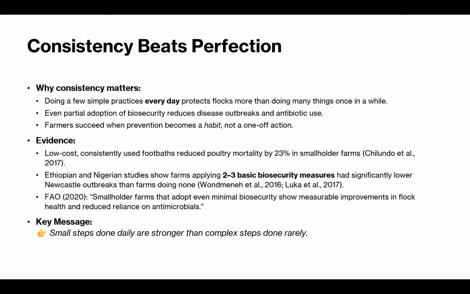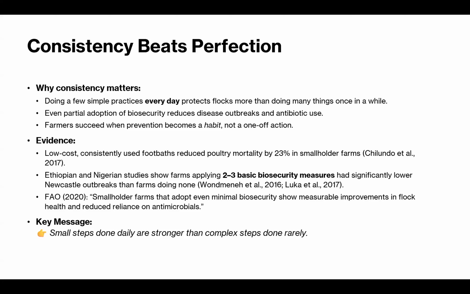So even partial adoption of biosecurity reduces disease outbreak and antibiotic use. Sometimes we have the notion that you have to adopt every practice to actually reduce disease outbreak and antibiotic use. And we've just discussed one example: if you have a footbath or you're separating the sick and the healthy, it has an impact, because if you separate the sick, they may not reinfect the non-sick ones, and then you have success in your poultry production system.